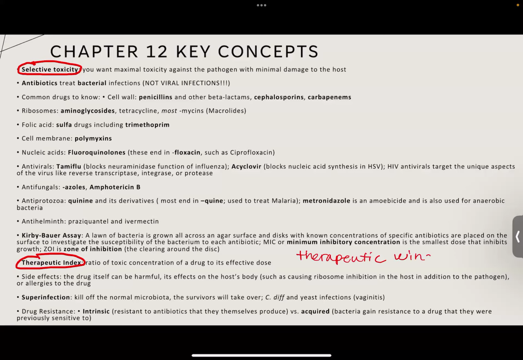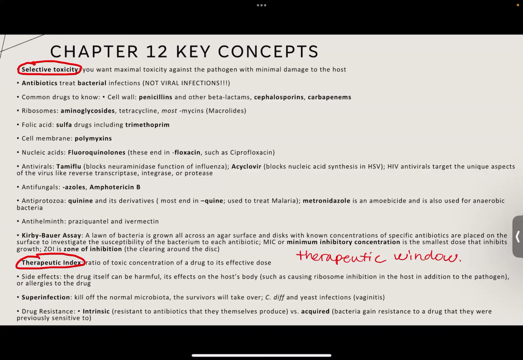I believe one of our learning objectives was to compare and contrast these concepts, okay? So selective toxicity is the idea that you want your drug to be toxic to the microbe, the bad guy. You want to be toxic to the pathogen, but not to your host, your patient. So you want the drug to be very toxic to the pathogen and as non-toxic as possible to the patient. So that's the idea of that. That's selective toxicity. You want to be selectively toxic against the pathogen.